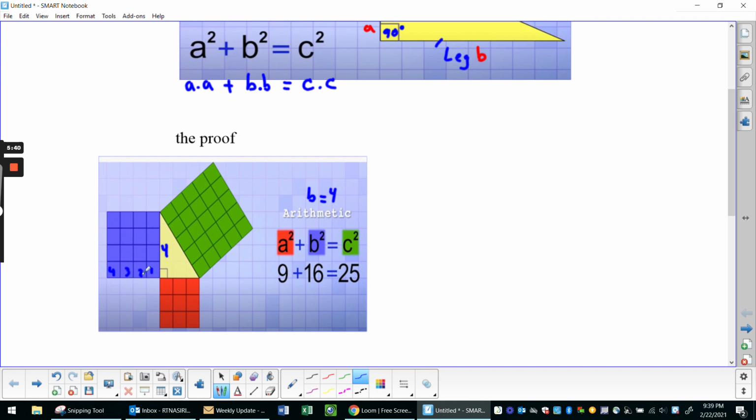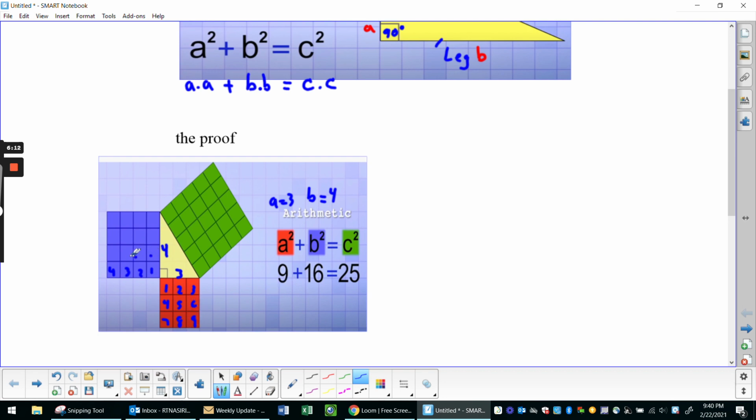blue square. If you look at this bottom piece, this other leg, you see that the side length here is 3, but the area of this entire square is 1, 2, 3, 4, 5, 6, 7, 8, and 9. And of course, that's where A is 3, and 3 times 3 is 9. So that's the area of this square.